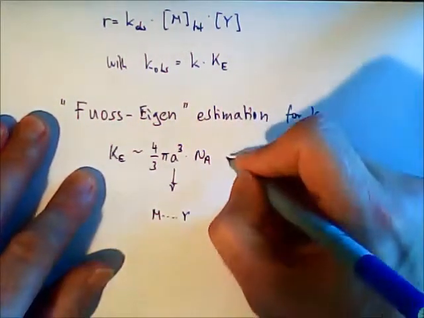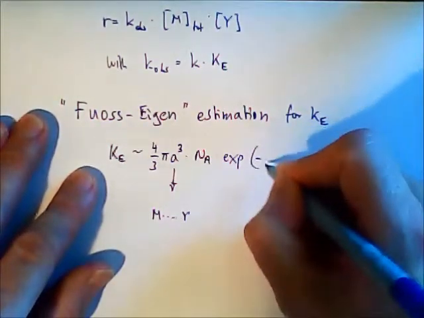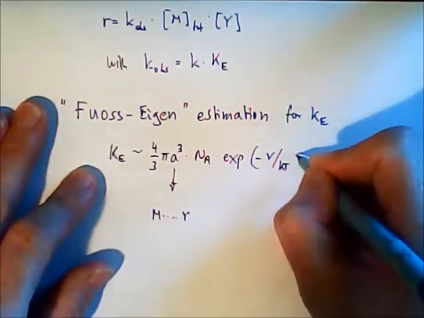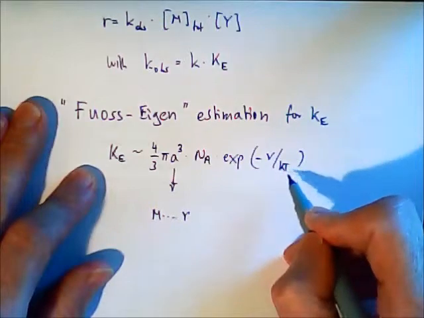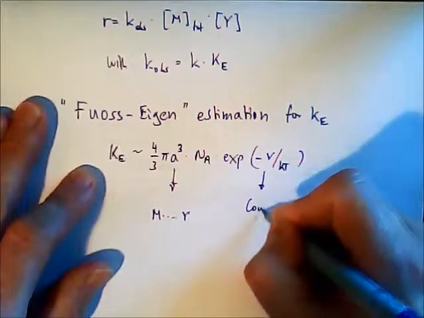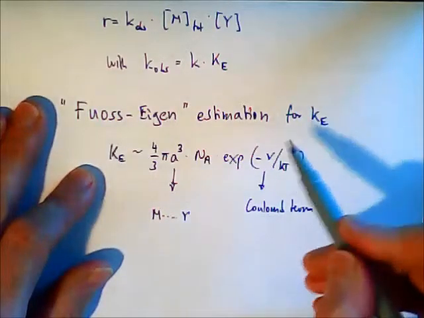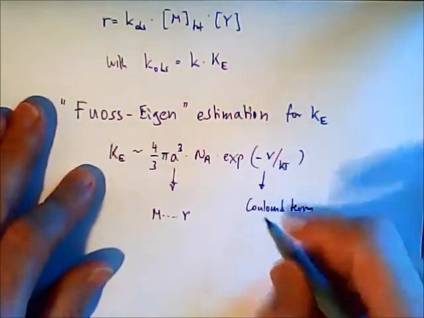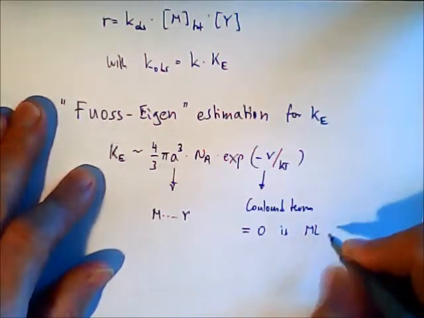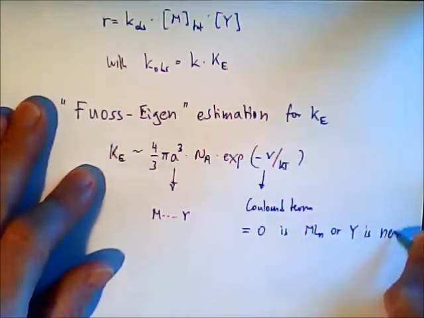And now the Coulomb term is e to the power of minus V divided by kT, Boltzmann constant and temperature. And this V is like a Coulomb term. Okay, we don't need to understand this 100%. We can just know that this V will be 0 if MLn or Y is neutral.